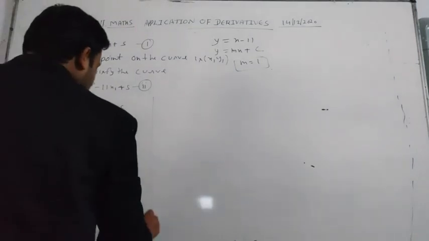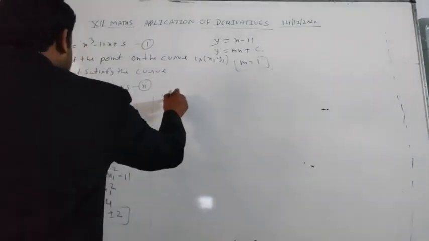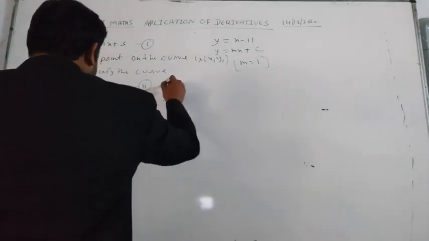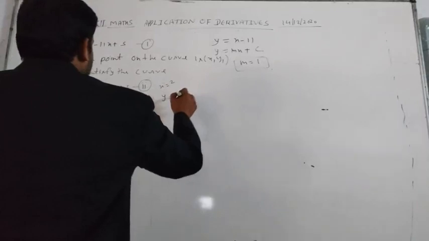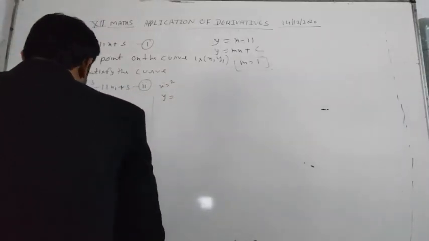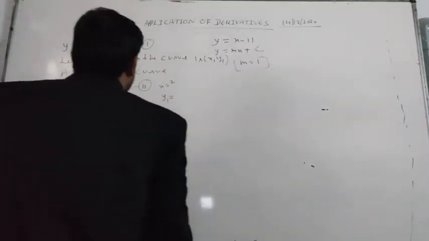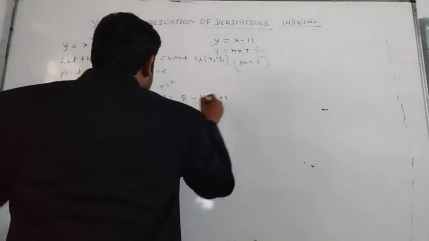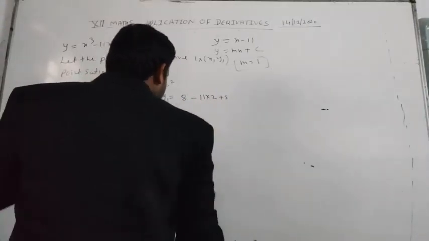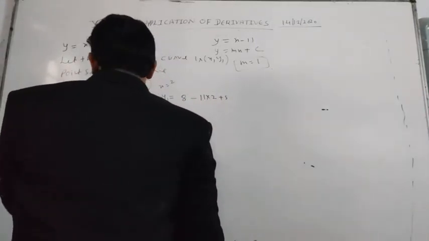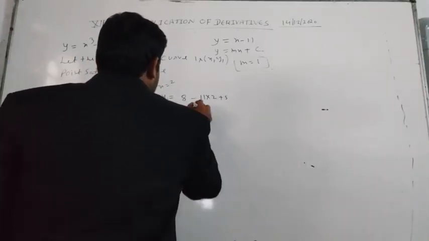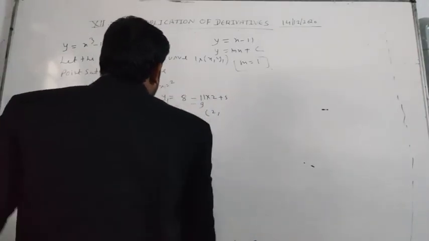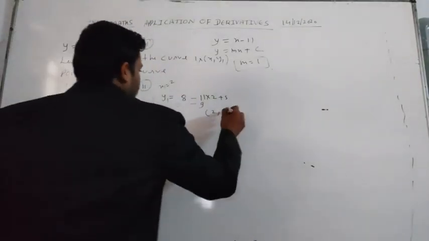So student, x1 is plus minus 2. So y will be what? When taking positive x as 2, then y1 will be 8 minus 11 into 2 plus 5. So this is 8 and 5, 30, and this is minus 22. So 7 minus 9. So x1 is 2 and y1 is minus 9.